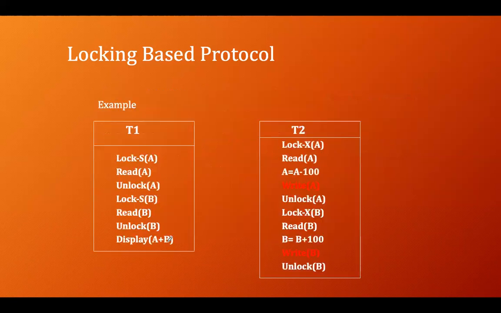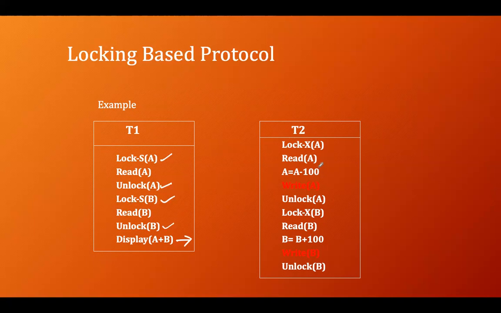Let's see the locking based protocol here with different scenarios we have. So if a transaction is reading on A, it will take the lock first. After reading, it will unlock. Okay. Then if we want to take on B, it will take the lock first, then it will read on B and then unlock it. By reading the data of A and data of B, it is displaying the data. Okay, fine, no problem. Here there is no modification.